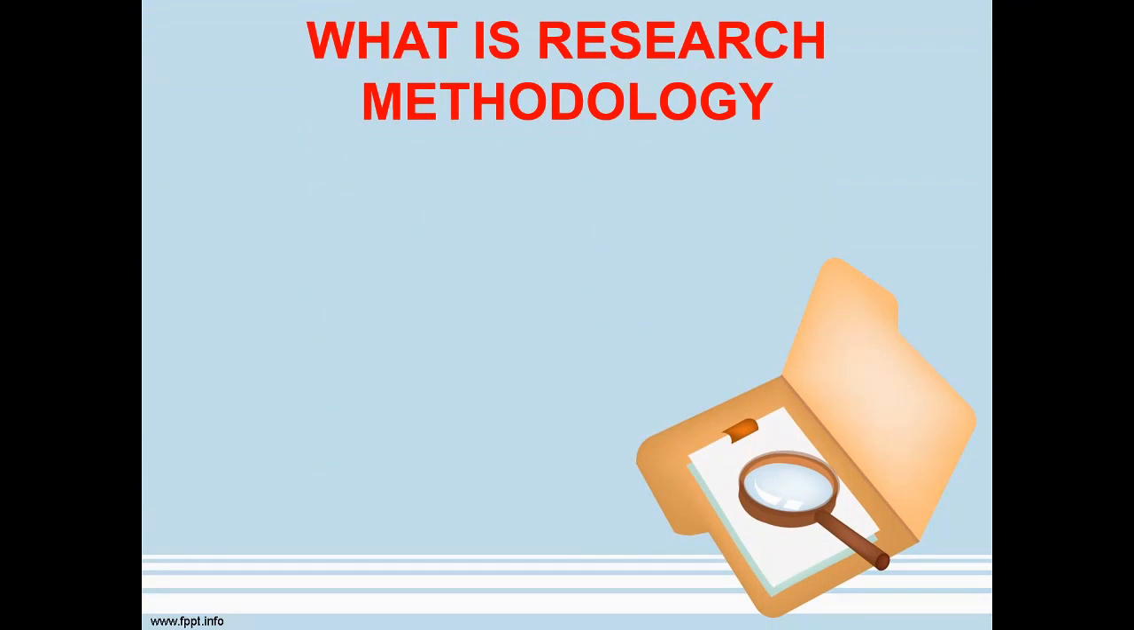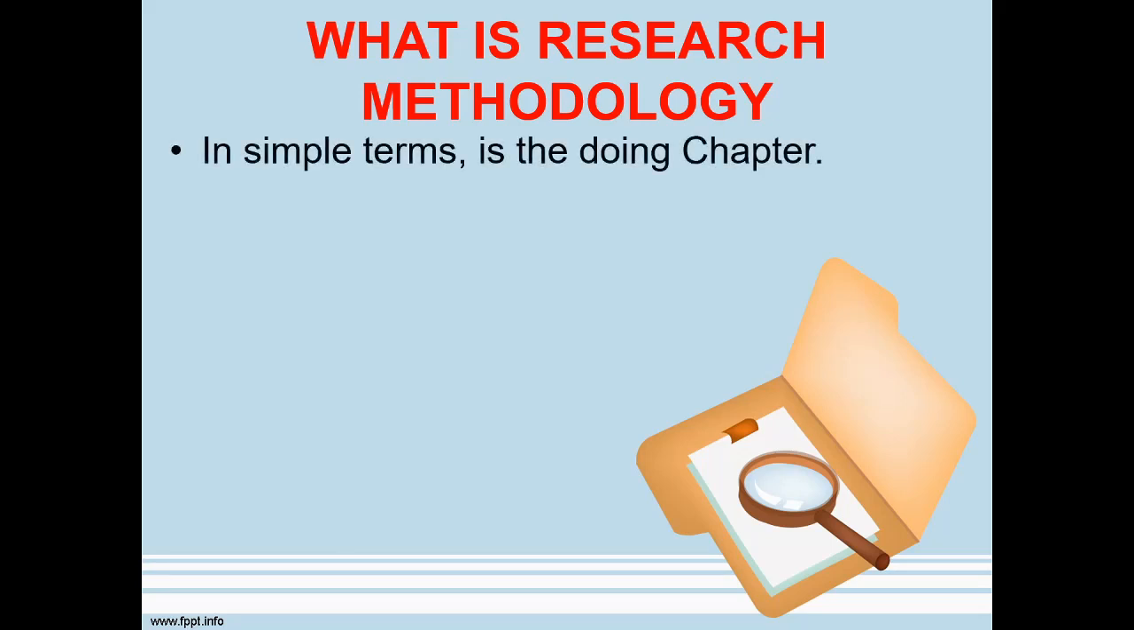Great. Let's start first with the basic question: what is research methodology in the simplest terms? In simple terms, research methodology is the doing chapter in a thesis or dissertation. At this point, you would have probably undergone 2 chapters, depending on the nature of your thesis, where you would have looked at your introduction, which basically captures the background of the study, and you would have also discussed previous literature relating to your work.